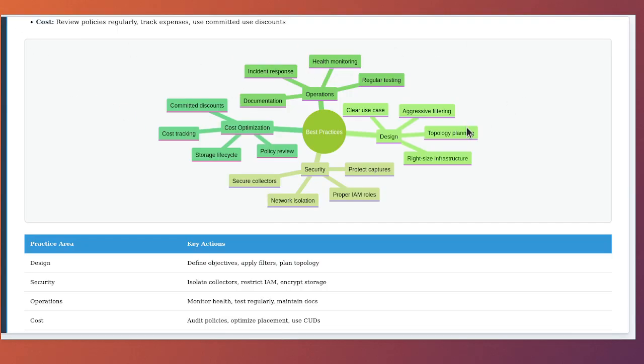The second section covers security practices. First, secure collector instances carefully. They receive copies of potentially sensitive traffic, so they should be in isolated subnets with strict firewall rules. Only allow necessary management access. Consider using shared VPC or network peering to keep collectors in a separate security zone.